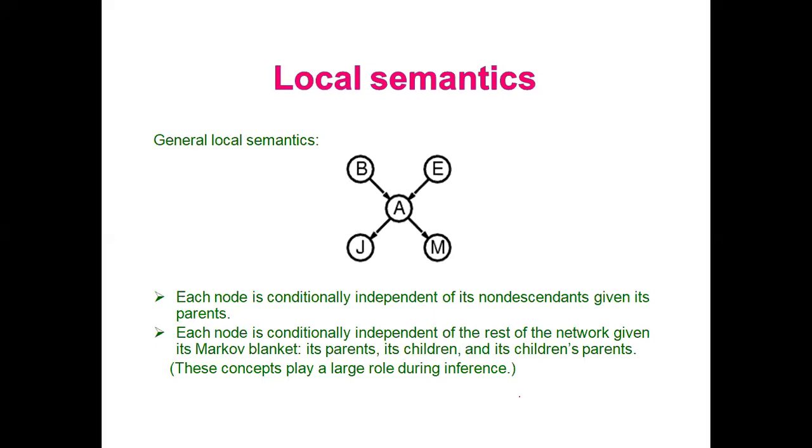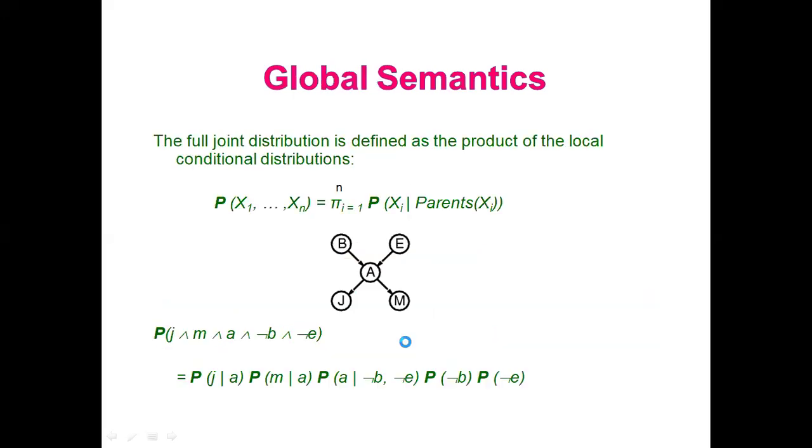And semantically, each node is conditionally independent. Burglary, earthquake, John, and Mary: each node is conditionally independent of its non-descendants given its parents. Each node is conditionally independent of the rest of the network given its Markov blanket: its parents, its children, and its children's parents. These concepts play a large role during inference.